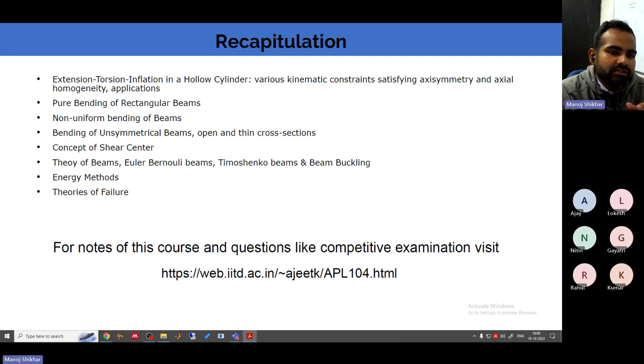Then energy methods were discussed to solve a few problems, like finding the displacement or the load at a point. And in the last lectures, we discussed the theory of failure. So this was the outline of the course which we went through in the past 3-4 months.